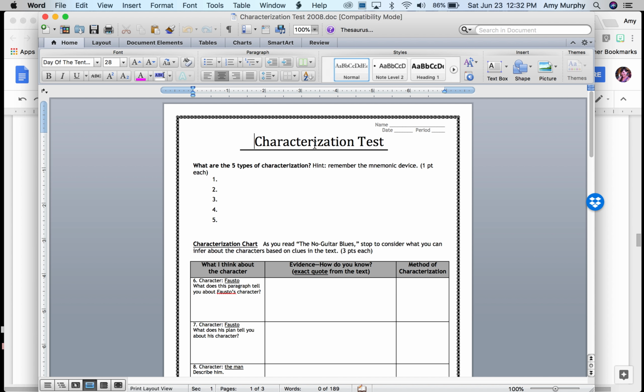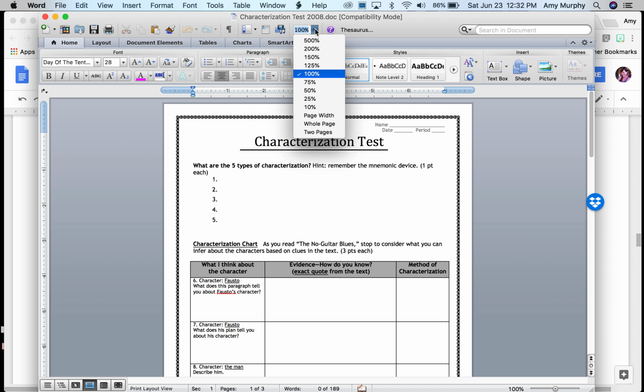So instead of, for example, me testing them on some story we had already read when we were studying character, I gave them a new text to read on the test to see could they transfer their understandings and their skills and what they know to a new context. So I'll show you two examples.